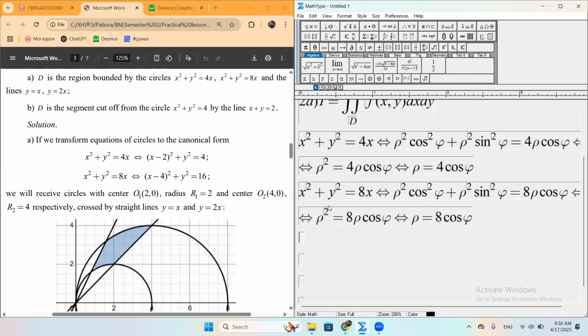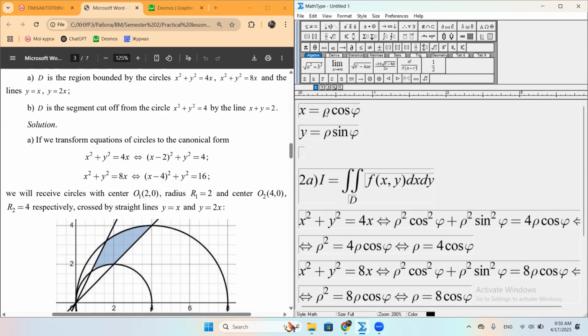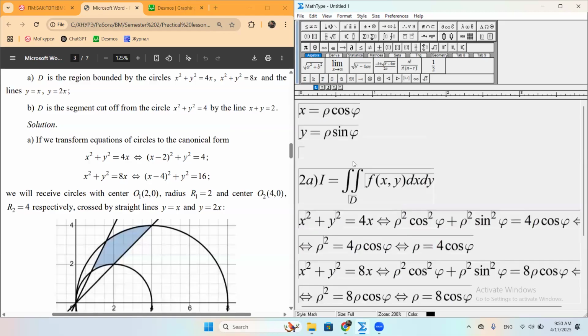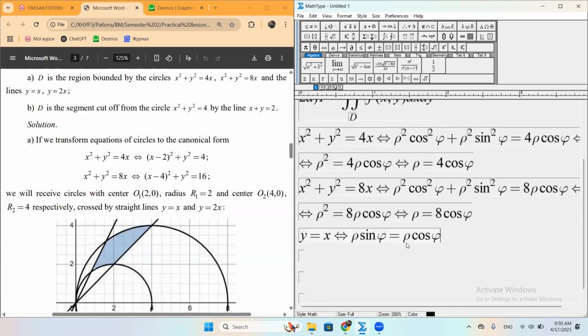Again, doing the analogical stuff. So y equals x, and we do the following substitution: rho sine of phi equals rho cosine of phi. We can eliminate rho, and it means that sine of phi equals cosine of phi. What does it mean? That tangent of phi equals 1. So it means that phi equals pi over 4.